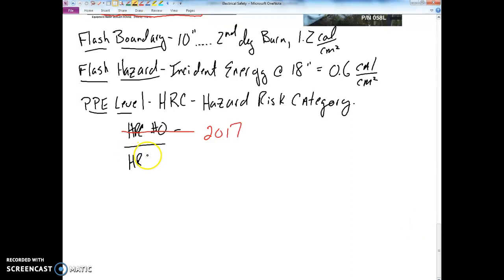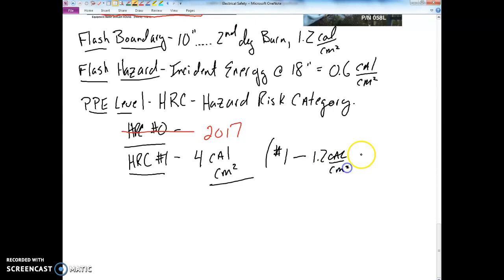If you have a PPE level or a hazard risk category that is category 1, what that means is the clothing that you're required to wear is rated up to 4 calories a square centimeter. So category 1 really means that the risk is from 1.2 calories per square centimeter to 4 calories per square centimeter. So anytime you get above that 1.2, you go from 0 to 1. Okay?